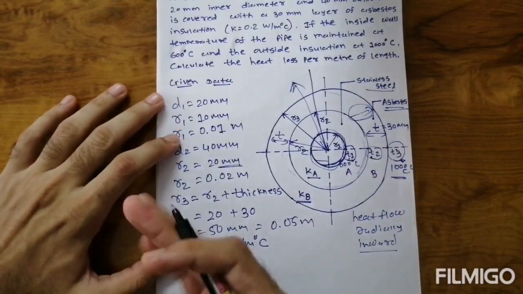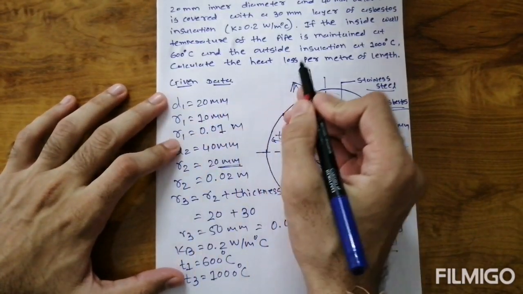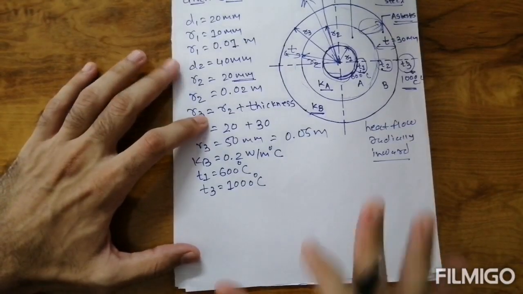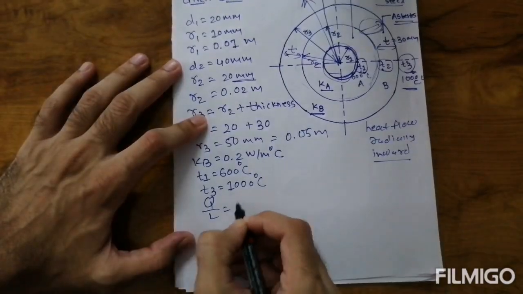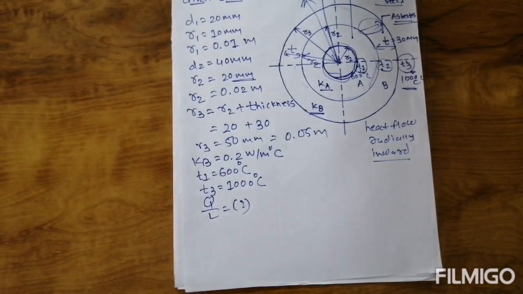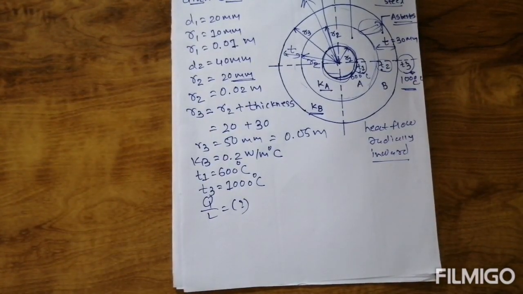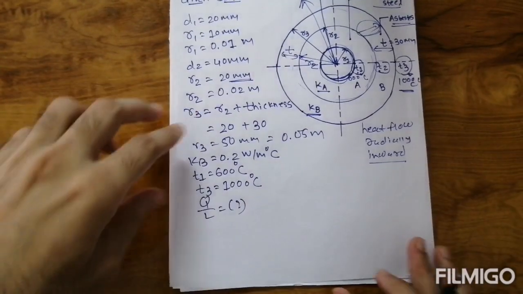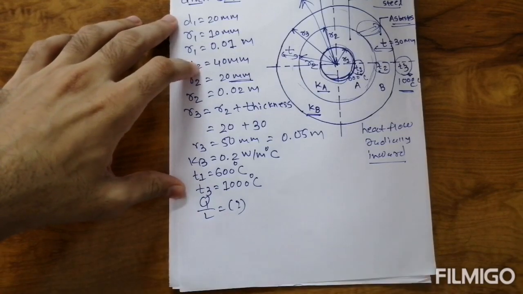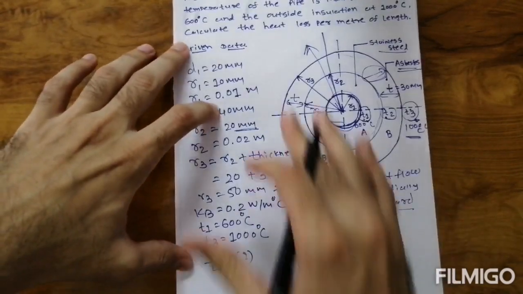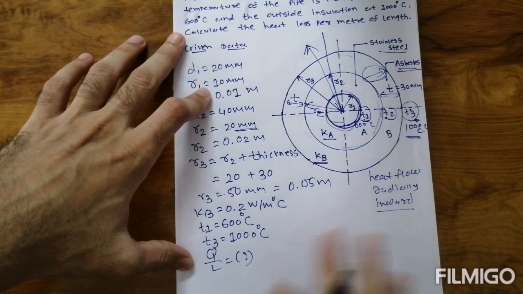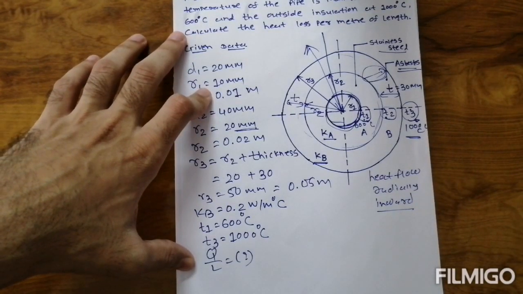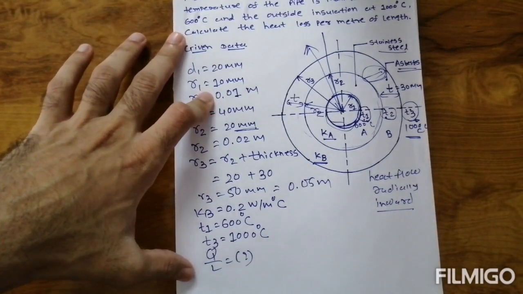Now what will be our target? Calculate the heat loss per meter of length. So we just find out Q by L. Heat loss per meter of length means Q by L will be determined. First of all, we write down how many equations we have so that we can find Q by L. We consider a composite cylinder. So how many equations will be there? We consider it according to temperature difference. We have three equations.